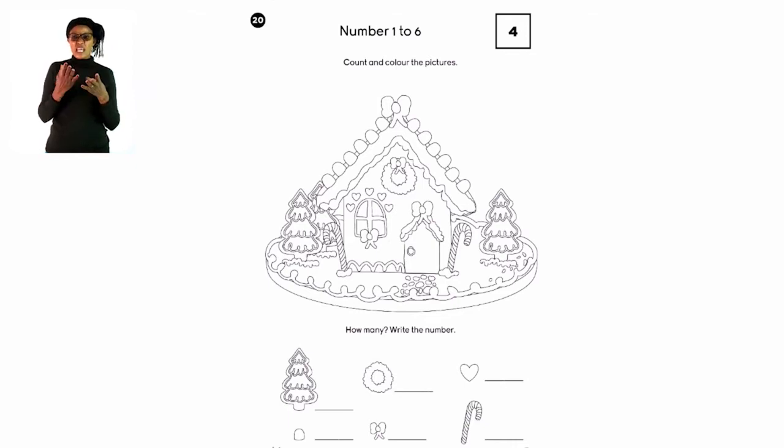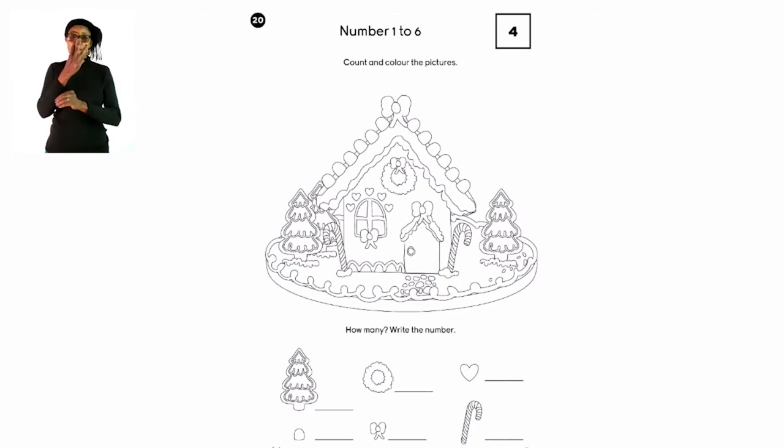So if we look at the pictures underneath the big picture, we have to count the trees in the picture shown above. So let's count the Christmas trees. 1, 2, 3. So how many Christmas trees are there in the big picture? 3. So we have to fill in number 3 on the line.